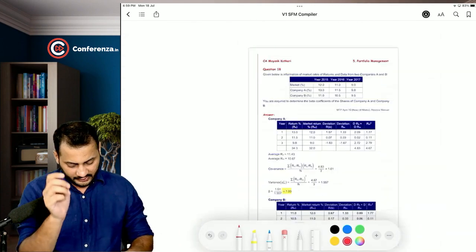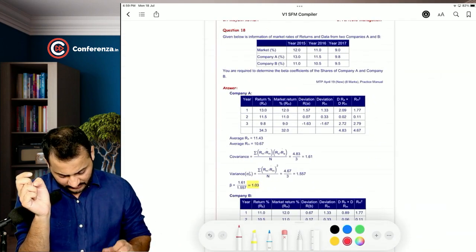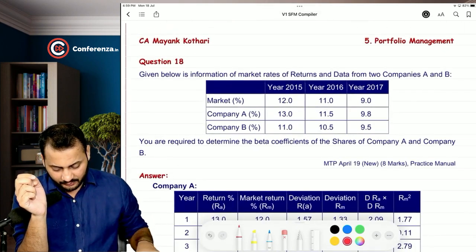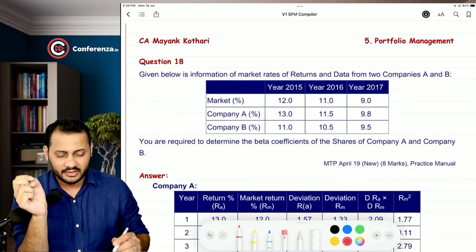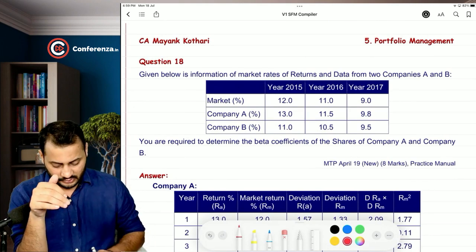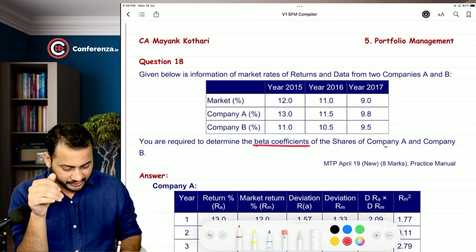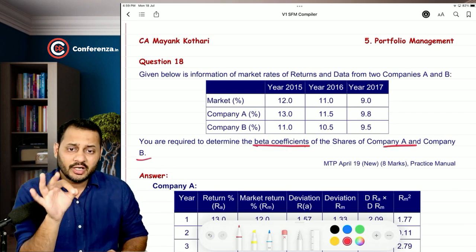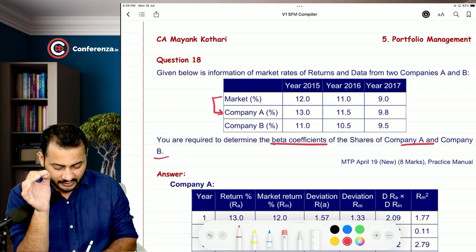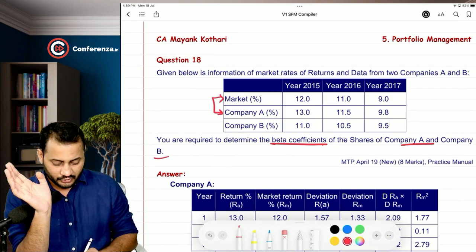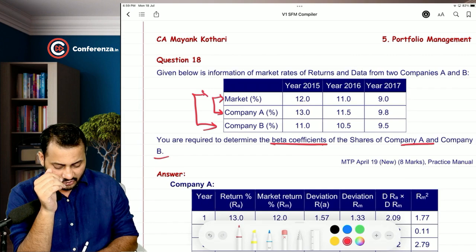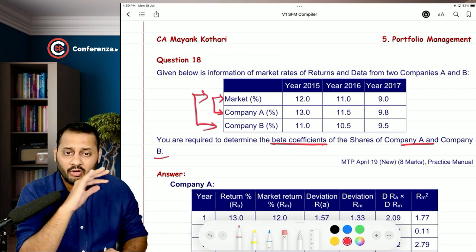Now, this is a question where I think we are going to use regression analysis. No, they have again used the covariance analysis for the same. Given below is the information of market rates of return and the data from the two companies. So you are required to determine the beta coefficient of A and B. Whenever you are asked to calculate the beta of a particular company, you should always calculate the beta with the market return. First take the returns of market and company A, then take the returns of market and company B and apply all the procedures.